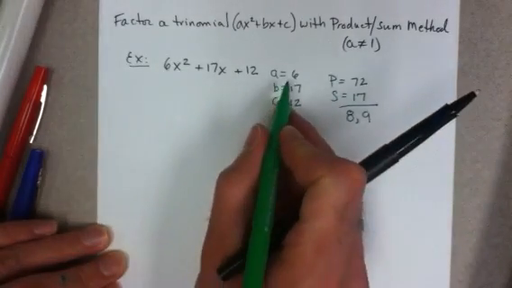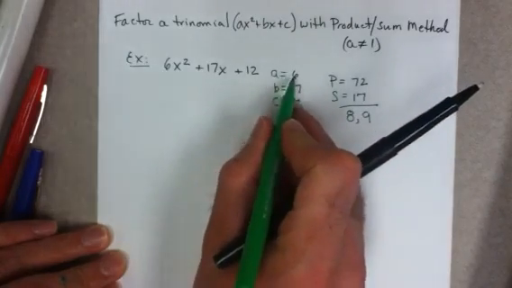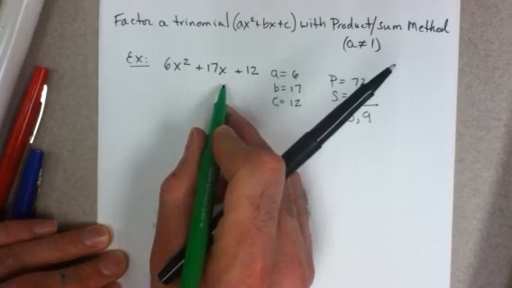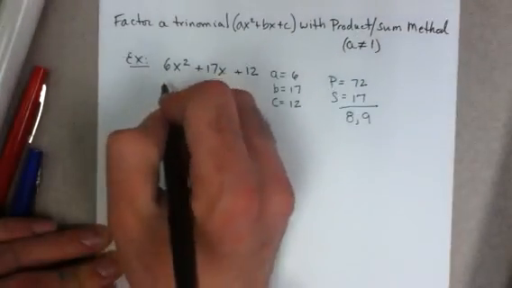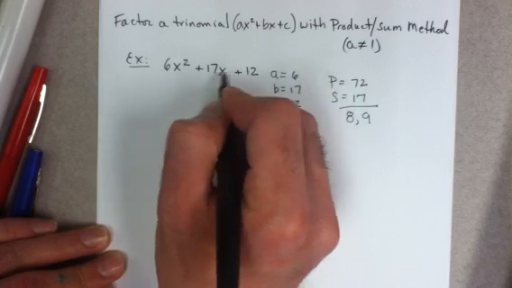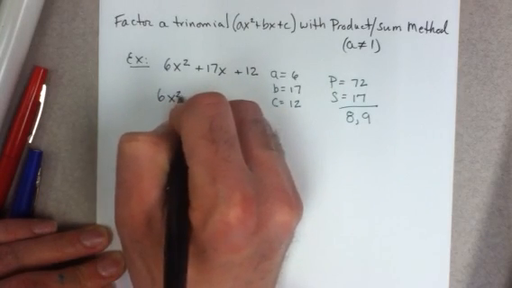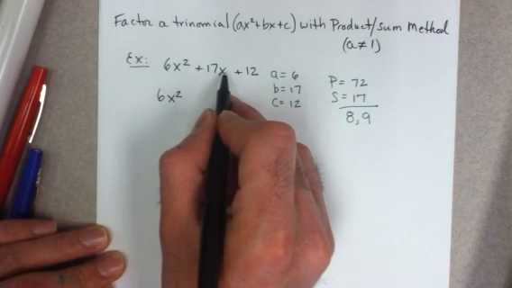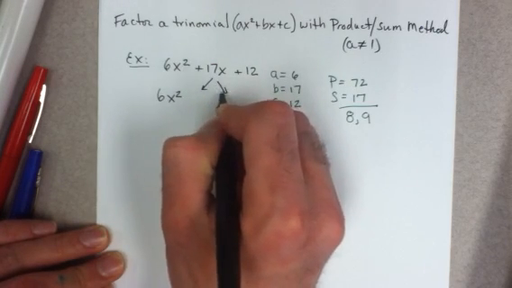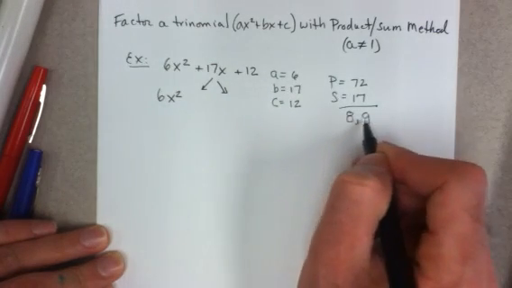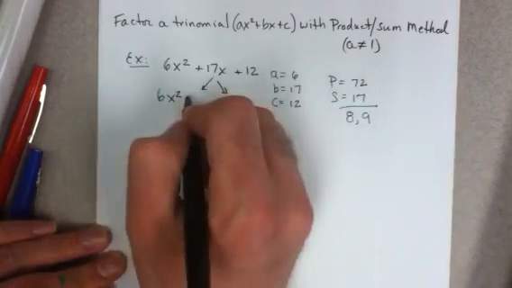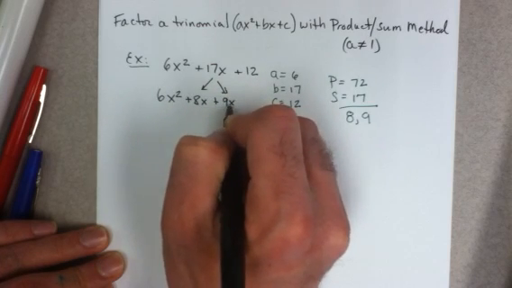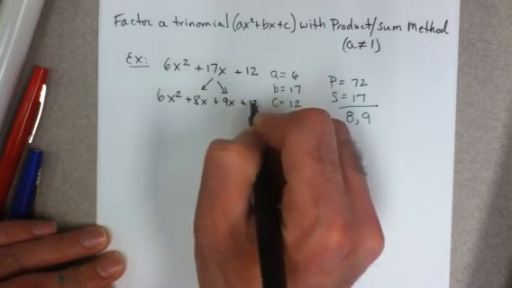So now that we know those numbers, since a is not 1, we have to also incorporate the grouping method with this. So what we're going to do is this. I'm going to rewrite the original expression, except instead of writing the original middle term 17x, we're going to split it up into two different like terms, which are using these numbers as the coefficients. So here I'm going to say plus 8x plus 9x and then plus 12 on the end.